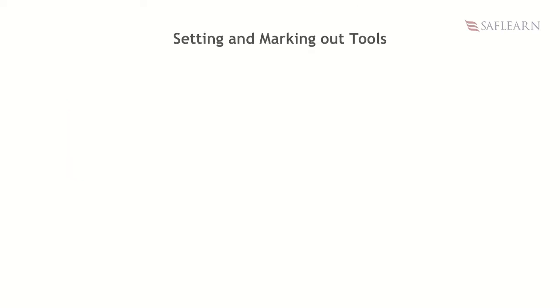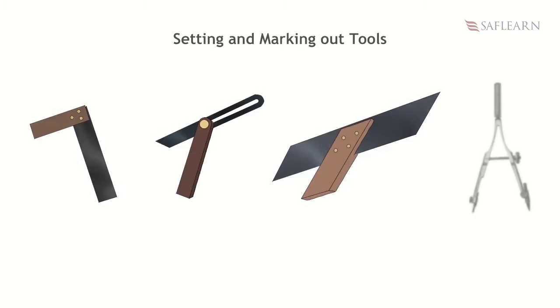The next operation after measurement in woodwork or metalwork is marking out the beginning and end of measured lengths. Some examples of setting and marking out tools are tri-square, sliding bevel, meter square, and compass.